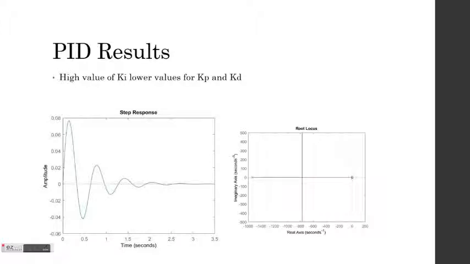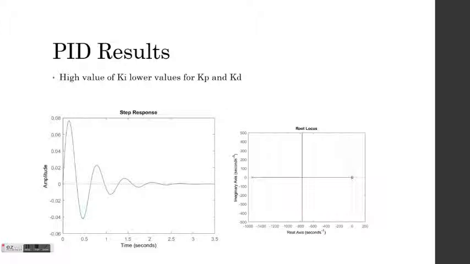Shown here are the results of the PID controller. I have a high value of Ki and lower values for Kp. The values for Ki are supposed to increase the overshoot, which is seen, and increase the settling time, which is also shown. Shown on the right is the root locus.